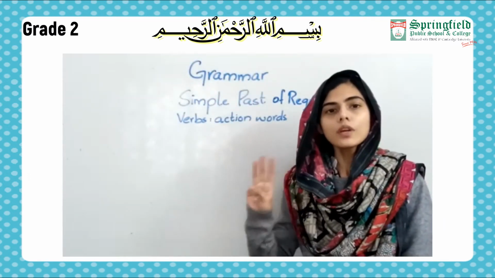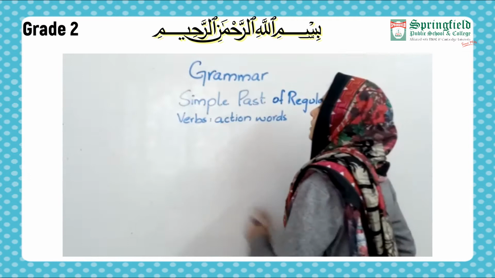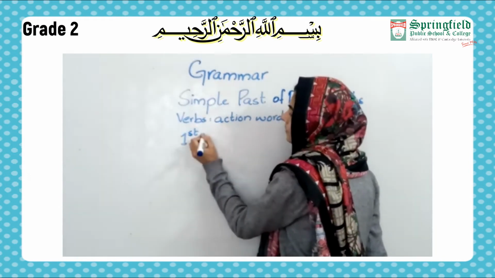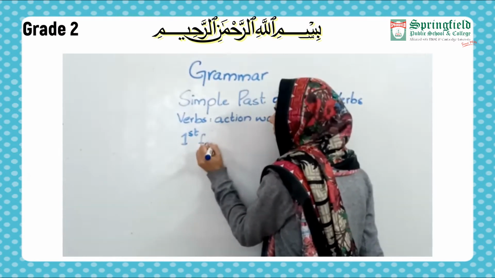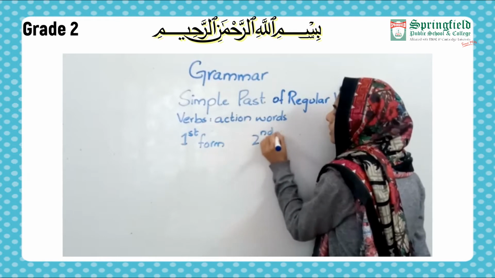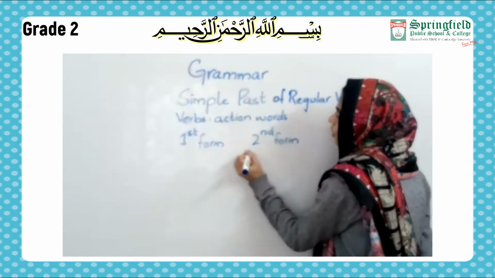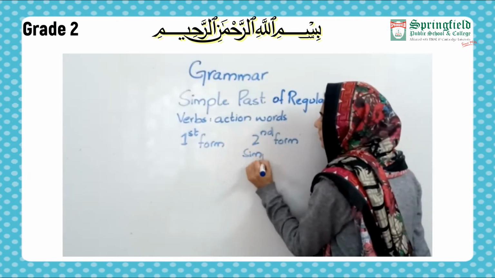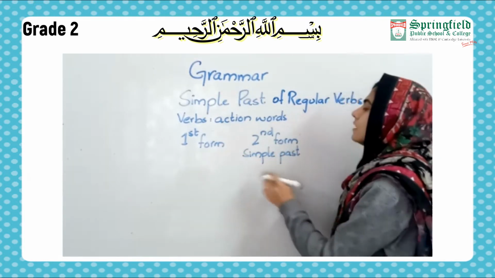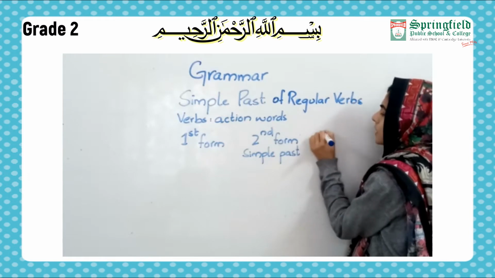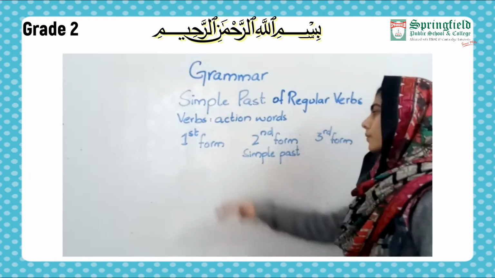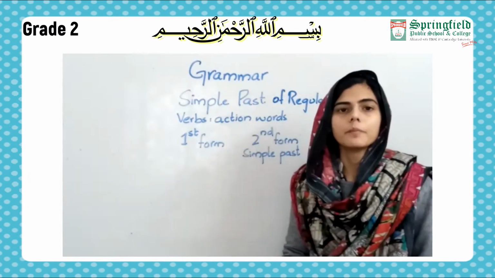So there are three forms of verb. The first form, that is also known as the present form. Then we have the second form, that is known as the past form or the simple past. And then it is the third form or the past participle. So, first of all, the first form of the verb.